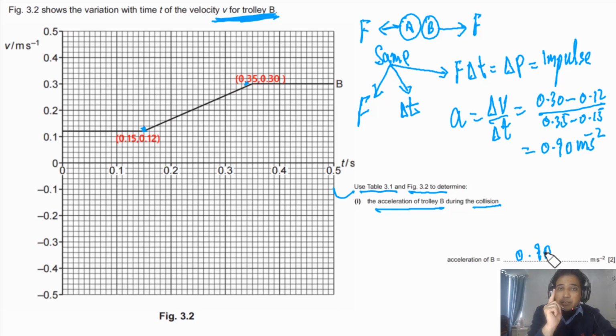The acceleration of trolley A is not the same as the acceleration of trolley B, because acceleration is equal to net force divided by mass. Even if the force is the same, if the mass of the trolleys is different, the acceleration will be different. I hope this question makes sense to you. This question has 2 marks. If you have written these steps, you will get 2 marks.